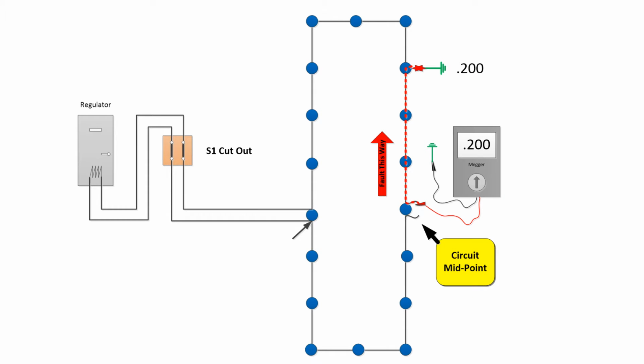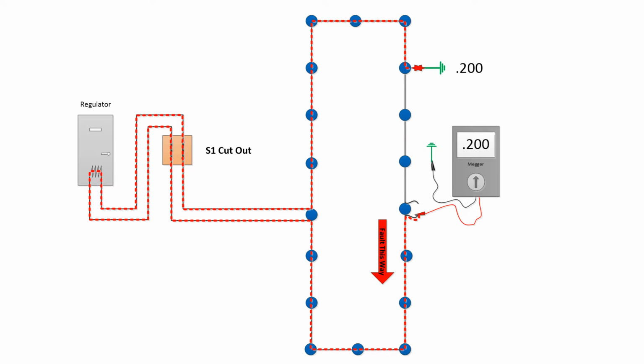The best place to start looking for the problem is at the midpoint of the circuit. So open the connection and connect one of the megger leads to one of the primary wires and one to the ground wire. Here you see the 200 kiloohm reading is indicating the fault is in the direction of the wire you're testing.